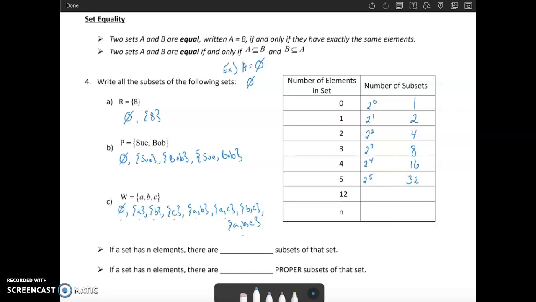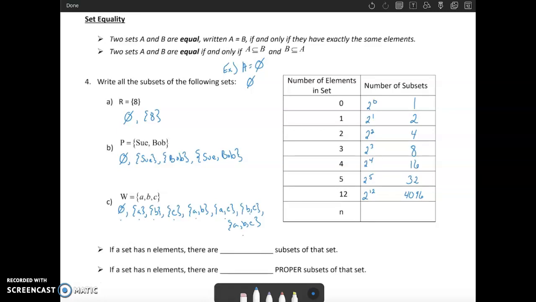In order to figure out how many subsets there are of any set, you take 2 to the power of whatever the number of elements is. So if I have a set with 12 elements, I would have to take 2 to the 12th power to figure out how many subsets there are of that set. And if you take 2 to the 12th power, you will get 4,096 subsets. I would not want the task of writing all of those out.